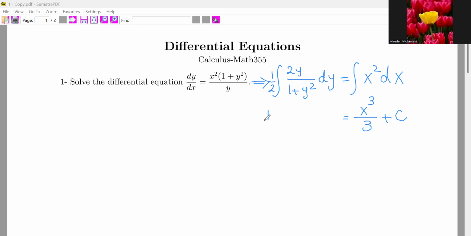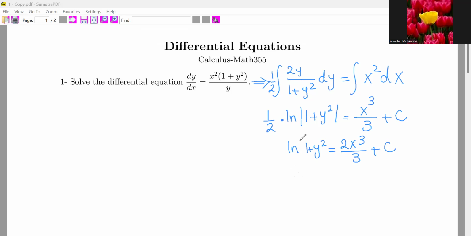So now we have 1 over 2 times an integral of a fraction where the numerator is the derivative of the denominator. So we can write the answer as ln of the absolute value of 1 plus y squared. Of course, this is positive. And from here, ln of 1 plus y squared equals 2 times x cubed over 3 plus c.